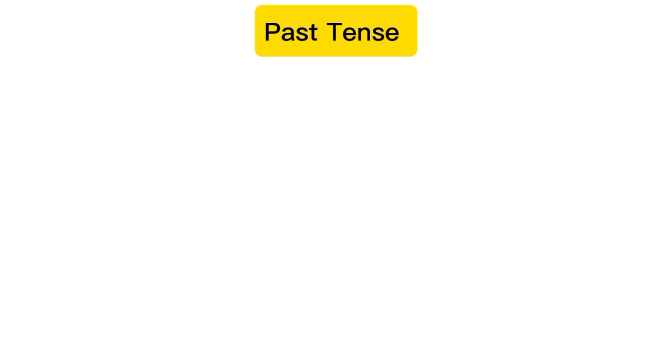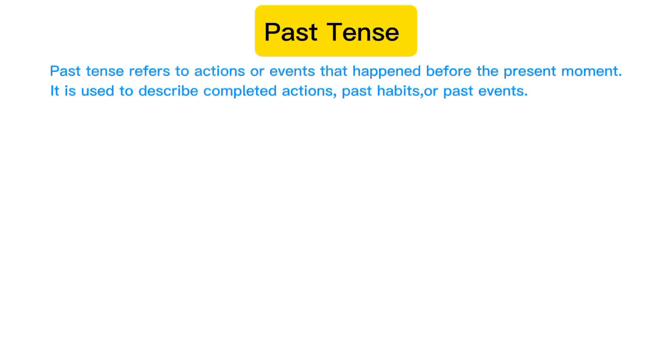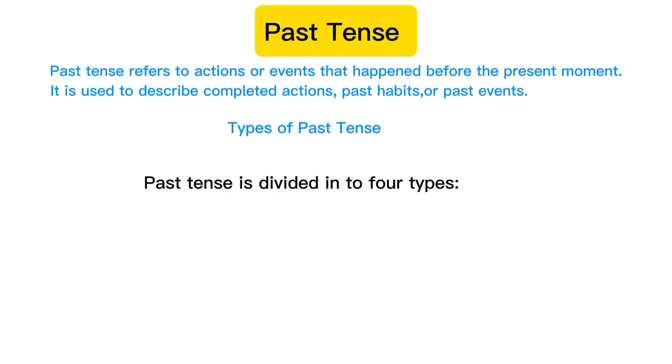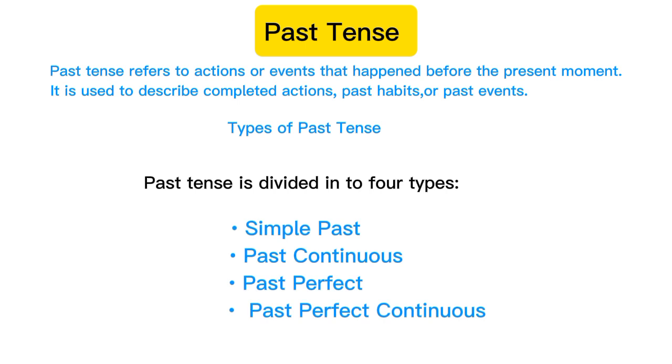Past tense. Past tense refers to actions or events that happened before the present moment. It is used to describe completed actions, past habits, or past events. Types of past tense. Past tense is divided into 4 types. Simple past, past continuous, past perfect, past perfect continuous.